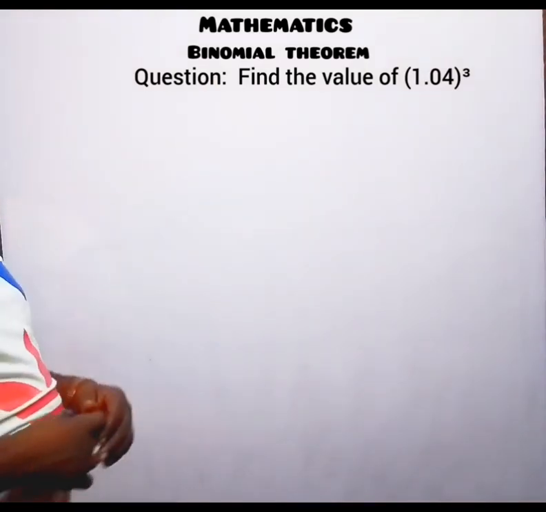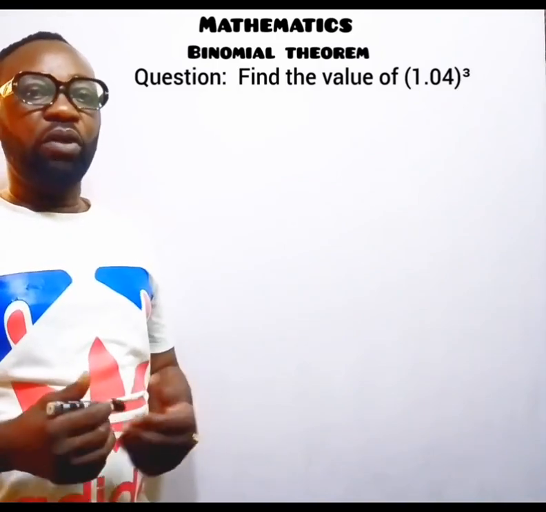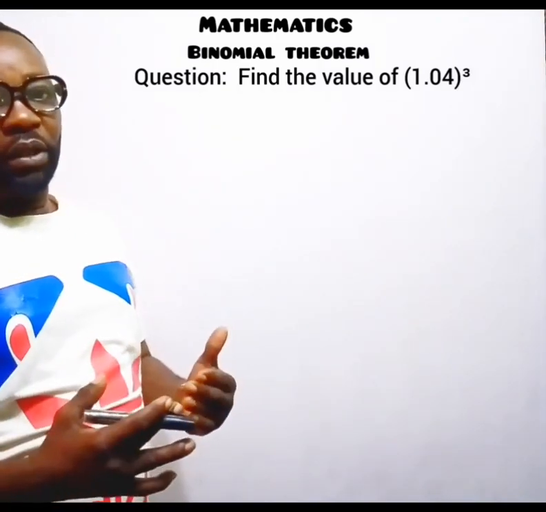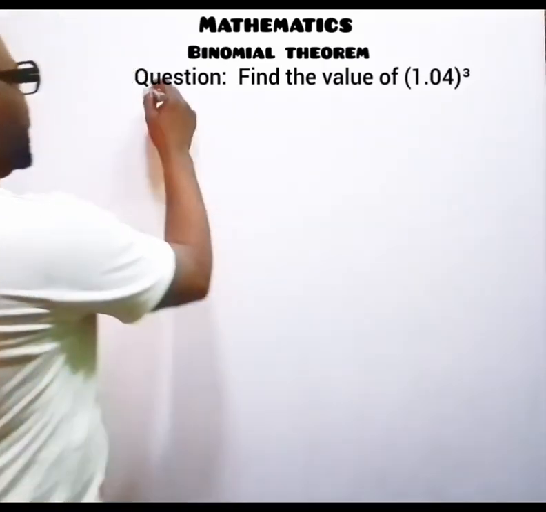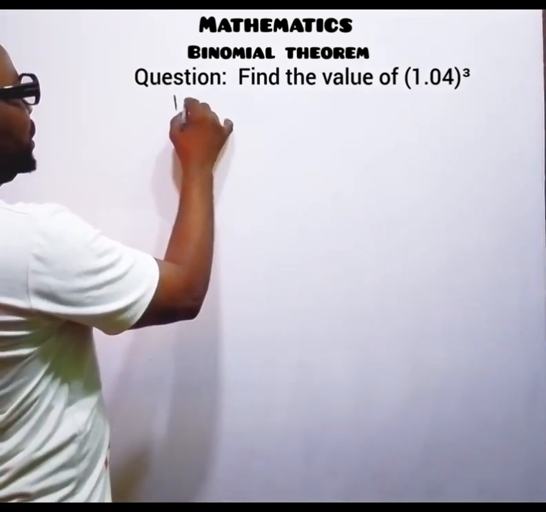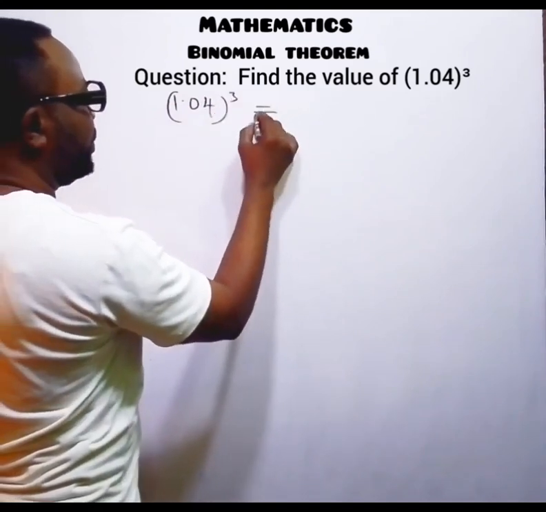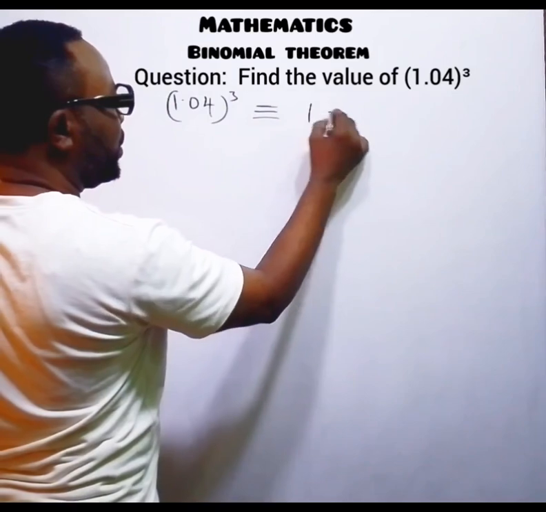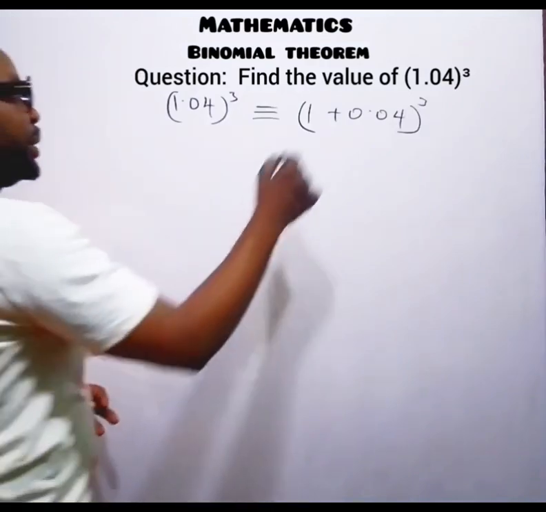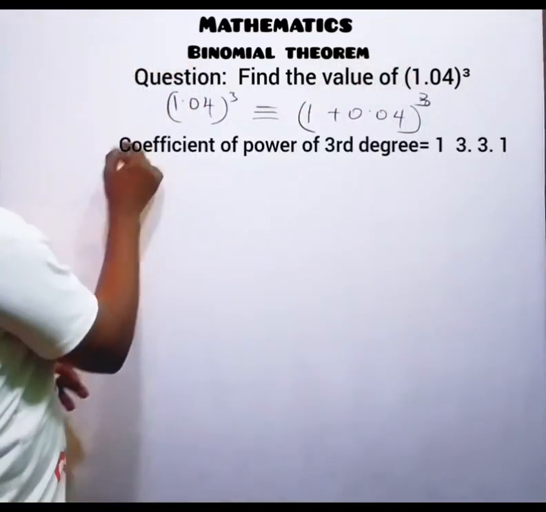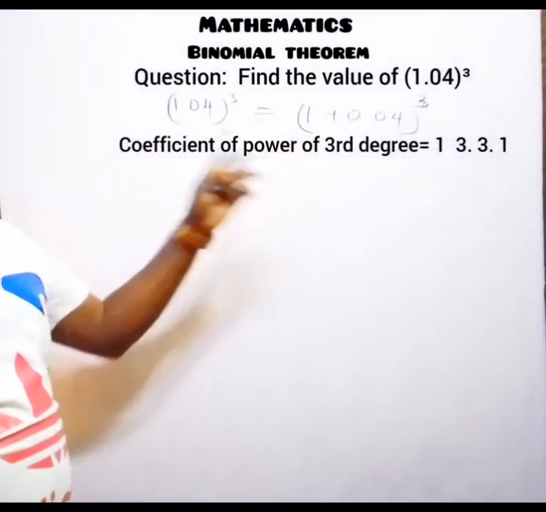Now, let's look at how we can solve this kind of question. Because the questions we have been doing so far have 2 terms, but this one too is solvable. So how do we go about it? What you do is this. You just say 1.04 raised to the power of 3 can as well be written as (1 plus 0.04) raised to the power of 3. Now, the coefficients of this expression will be 1, 3, 3, 1.